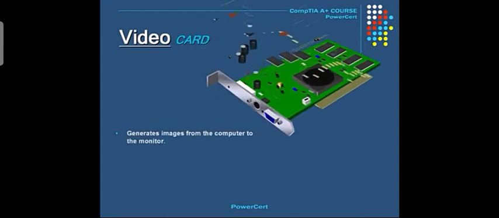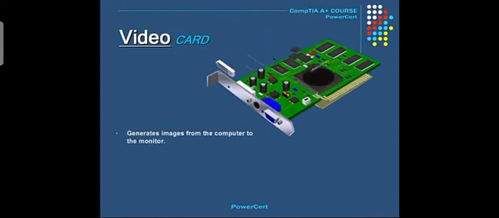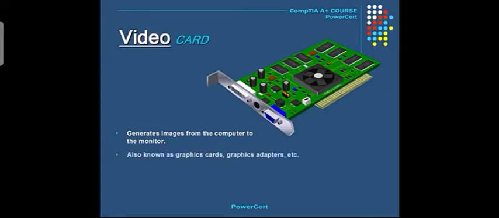One of the most common adapter cards is a video card. A video card is what generates images from your computer to your monitor. A typical video card is a printed circuit board that directly attaches to the computer's motherboard. Video cards are also known as graphics cards, graphics adapters, and so on.